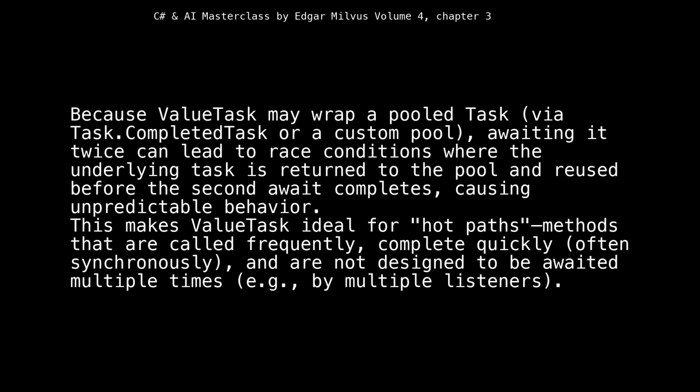Because ValueTask may wrap a pooled task, be it Task.CompletedTask or a custom pool, awaiting it twice can lead to race conditions where the underlying task is returned to the pool and reused before the second await completes, causing unpredictable behavior. This makes ValueTask ideal for hot paths: methods that are called frequently, complete quickly, often synchronously, and are not designed to be awaited multiple times, e.g., by multiple listeners.